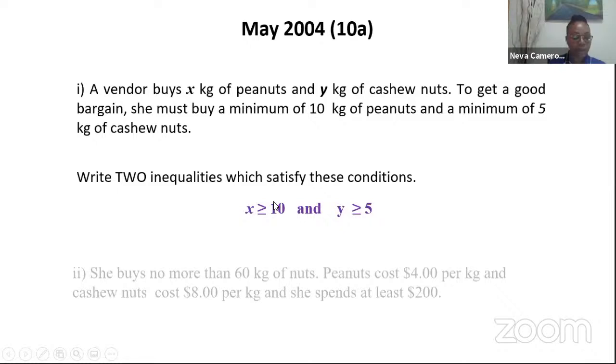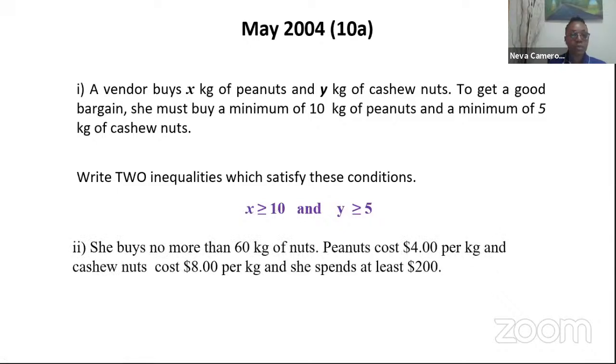With the second part. So she buys no more than 60 kilograms of nuts. Peanuts cost $4 per kilogram and cashew nuts cost $8 per kilogram. And she spends at least $200. Now, I likewise want you to write two inequalities to satisfy these two conditions. Read it and see if we can come up with two inequalities to satisfy this.